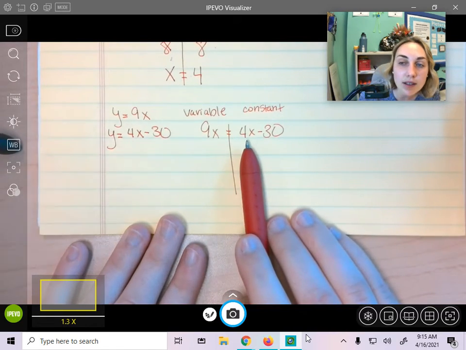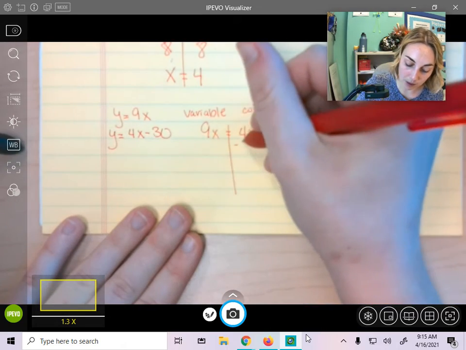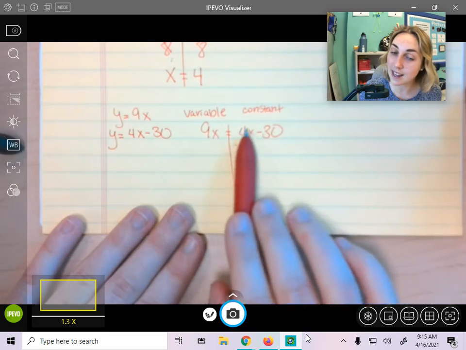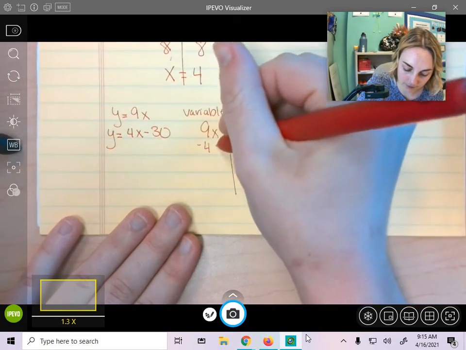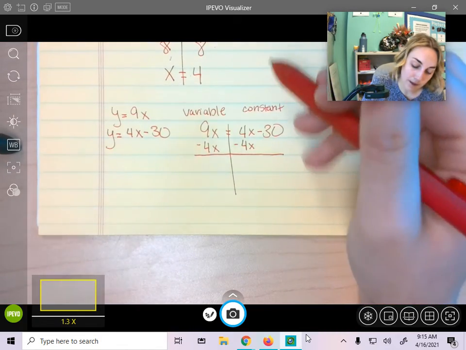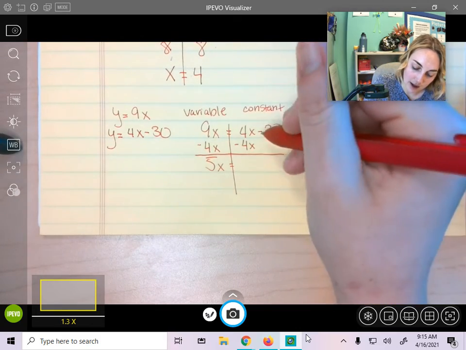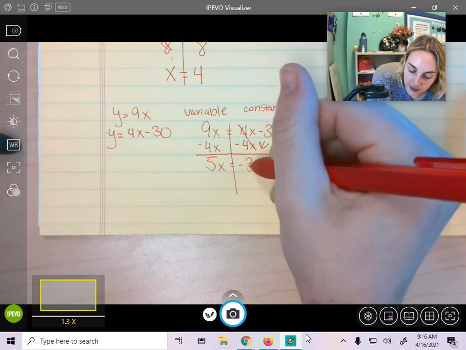So to move a positive 4x, I have to do the opposite, which is subtraction. So under it, I'm going to put subtraction by 4x. Whatever I do on one side of the balance beam, I have to do on the other side as well. All right, so 9 minus 4 is going to give me 5x. These cancel out because they're opposites. And I'm going to bring down this negative 30.